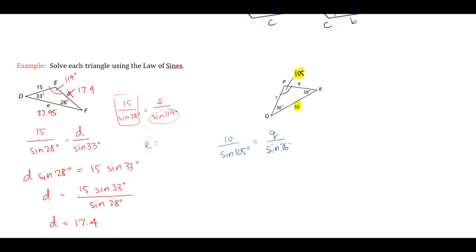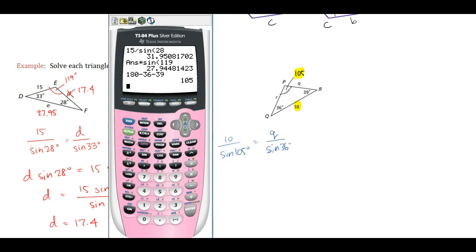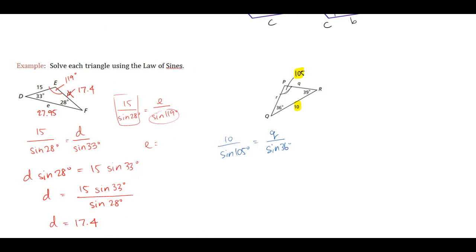I'm going to solve this now by using my fraction button. 10 sine 36 over the sine of 105. Again, cross multiply if you want, do whatever. 6.09, let's call it. Q is 6.09 units. So this is 6.09. Again, don't use a squared plus b squared equals c squared because it's not a right triangle.